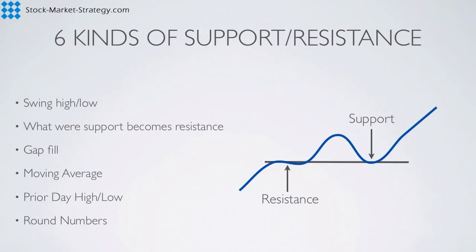There are 6 kinds of different support resistance. The first is the swing high low. The second is what were support becomes resistance and vice versa. Then we got small support in as when gap is filled. We also got support in moving average, which is called dynamic support. And then we got prior day high low, which works best for day trading. And then round numbers. But let me go through these 6 one by one and show you on chart what I mean.